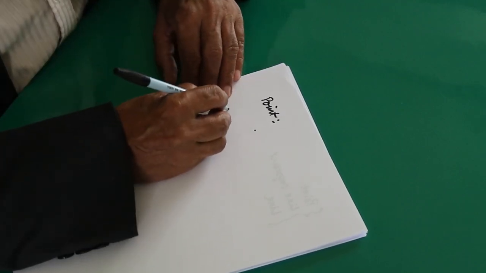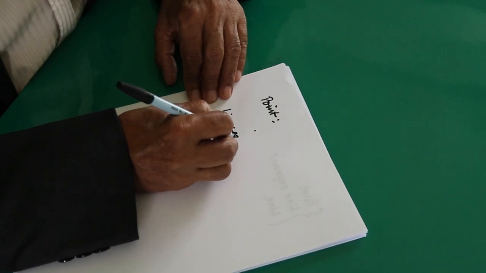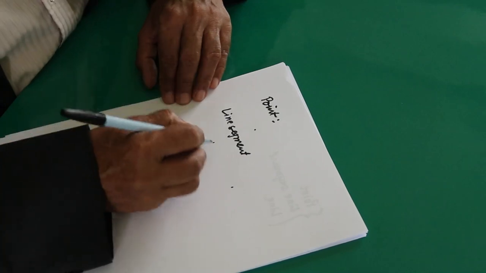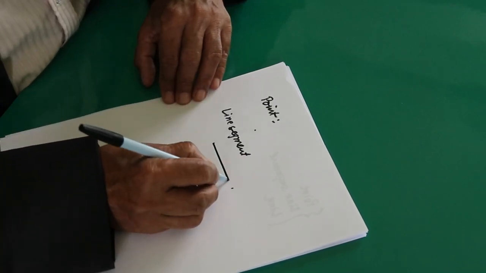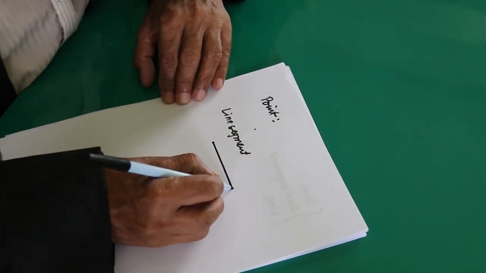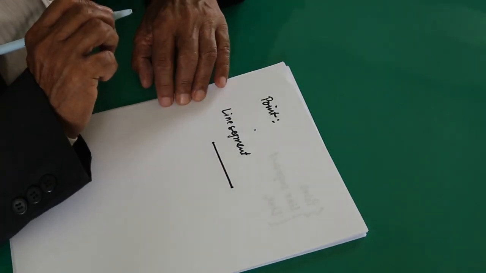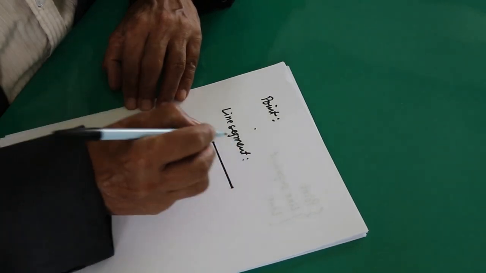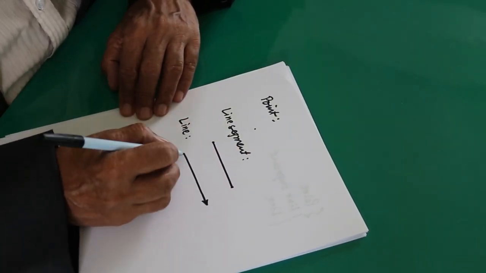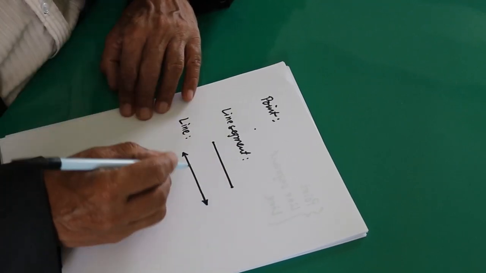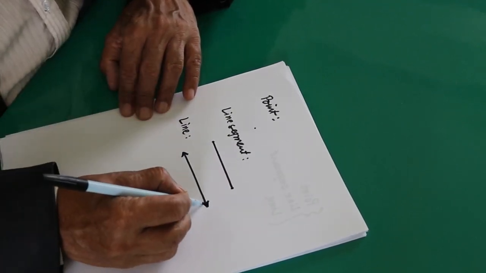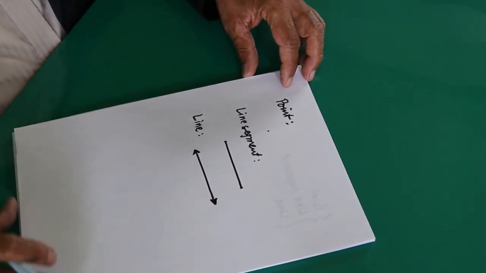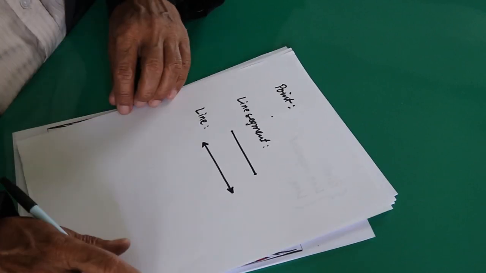And at the same time, we go for line segment. We define line segment as the straight path between two points. The fixed length between two points. This is called the line segment. And we go for line. And line is defined as an infinite length in a fixed direction. And to this line segment, if we put an arrowhead toward its end, that indicates that it can be extended both sides.